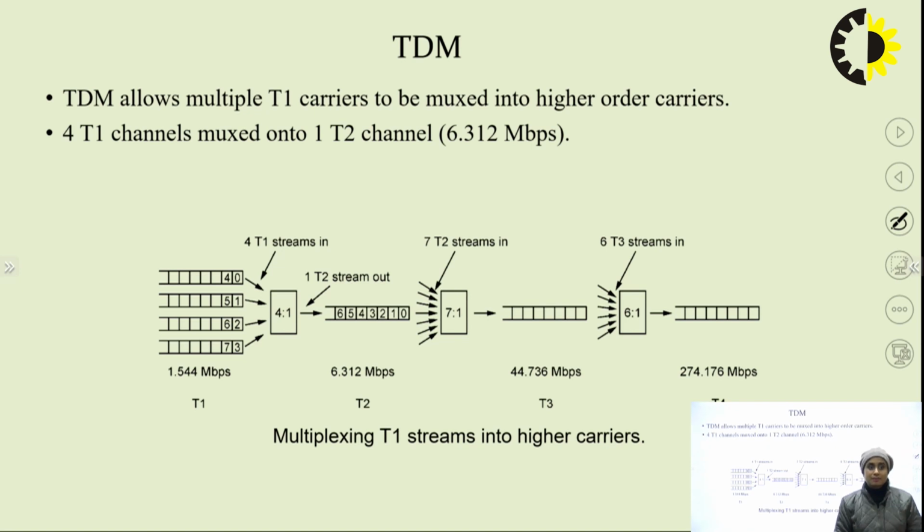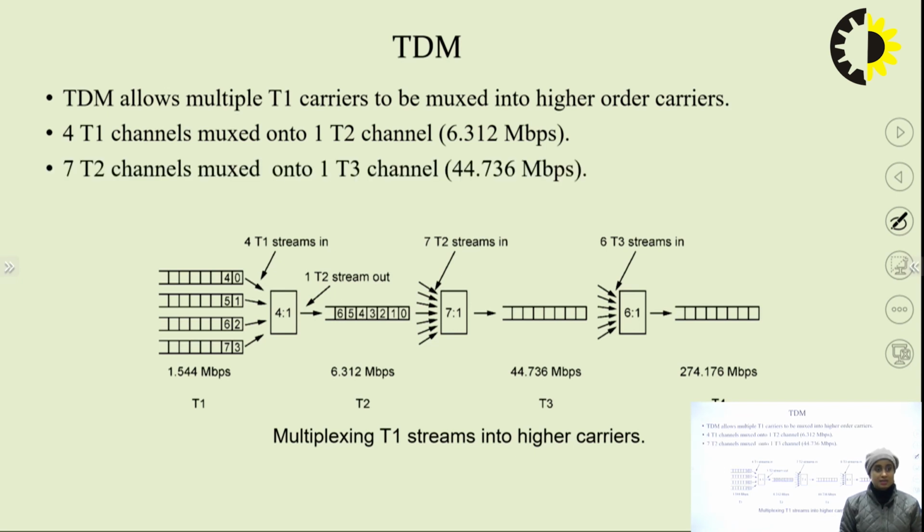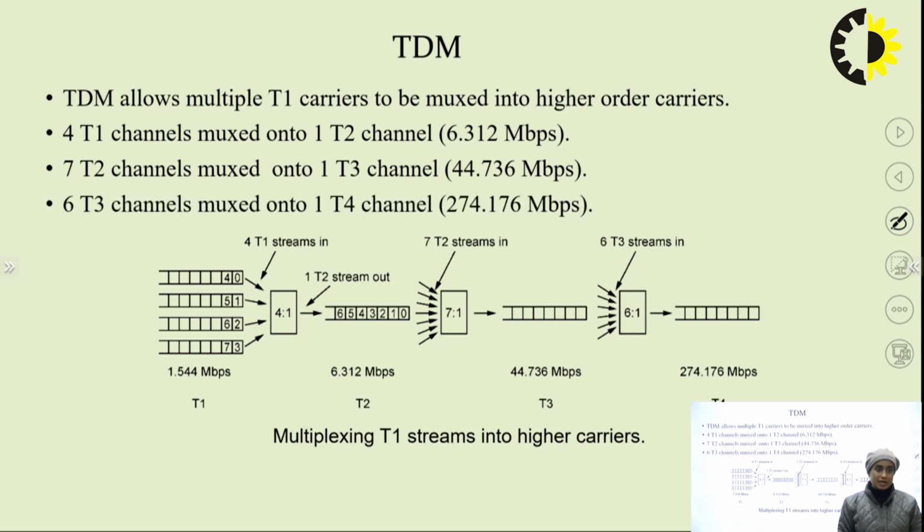TDM allows multiple T1 carriers to be merged into higher order carriers. If we combine 4 T1 channels, it will make a T2 channel, whose data rate will be 6.312 Mbps. If we combine 7 T2 channels, we can further raise it up to 44.367 Mbps. And if we combine 6 T3 channels, then the data rate can be increased up to this much. The classical system we have studied in detail, and we can further improve the data rate by multiplexing it to further levels.